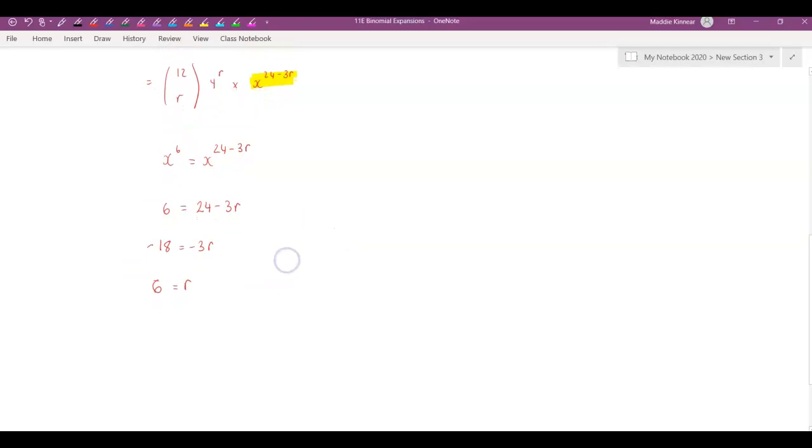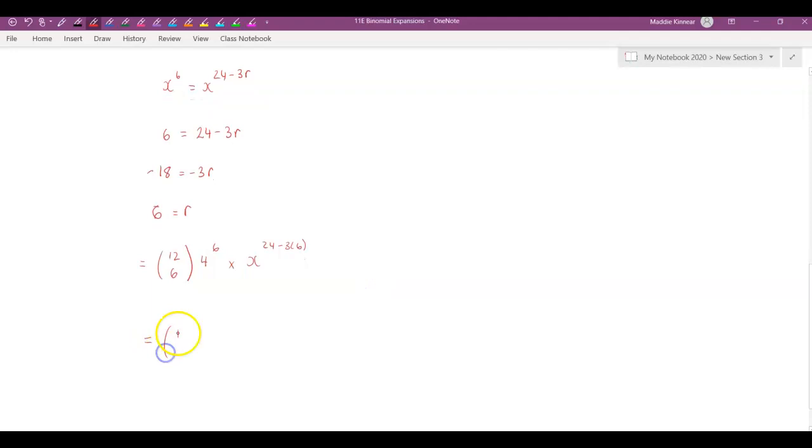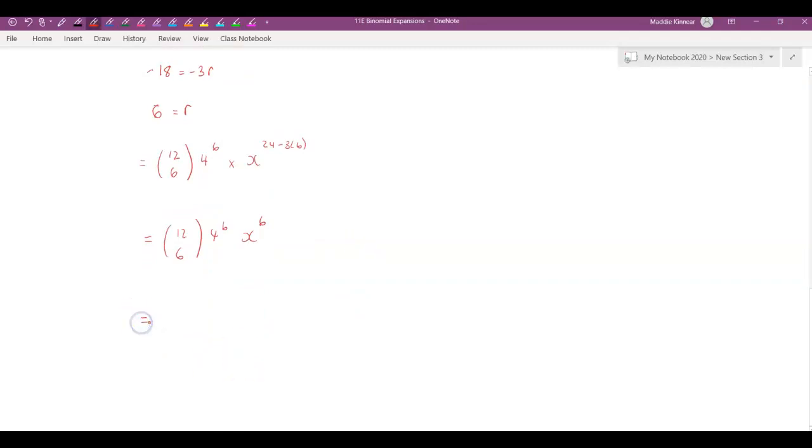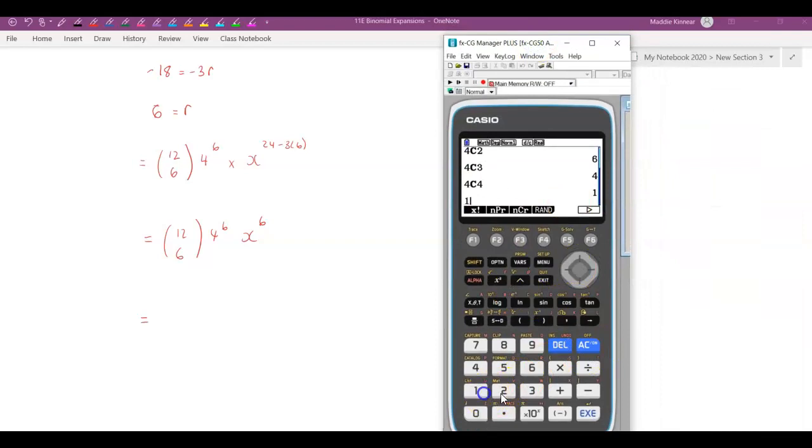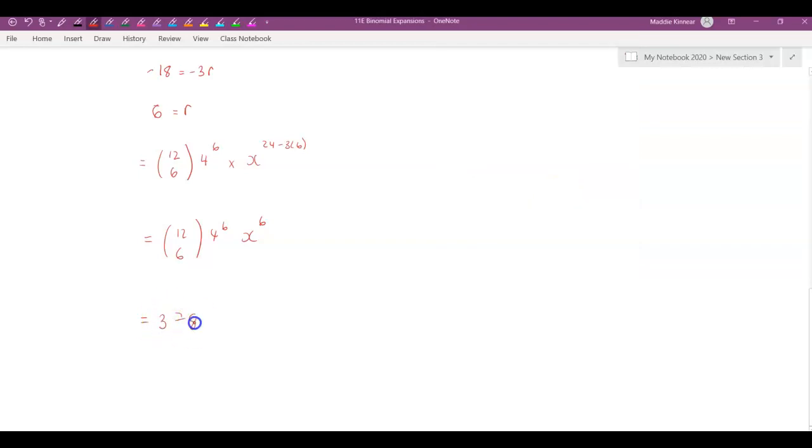So to find now the coefficient of that term, I now need to substitute that 6 value into the full equation. So I get 12 choose 6 times 4 to the power of 6 times my x to the power of 24 take away 3 times 6, which will make that now a power of 6 on the x. So I get 12 choose 6, 4 to the 6, x to the 6. And if you type in the 12 choose 6 times 4 to the 6 on your calculator, so let's do that one together. So if I go in here and type in 12 choose 6 times 4 to the power of 6, I get an answer here, and that is my coefficient. So it was 3,784,704 x to the 6. So that is the coefficient.